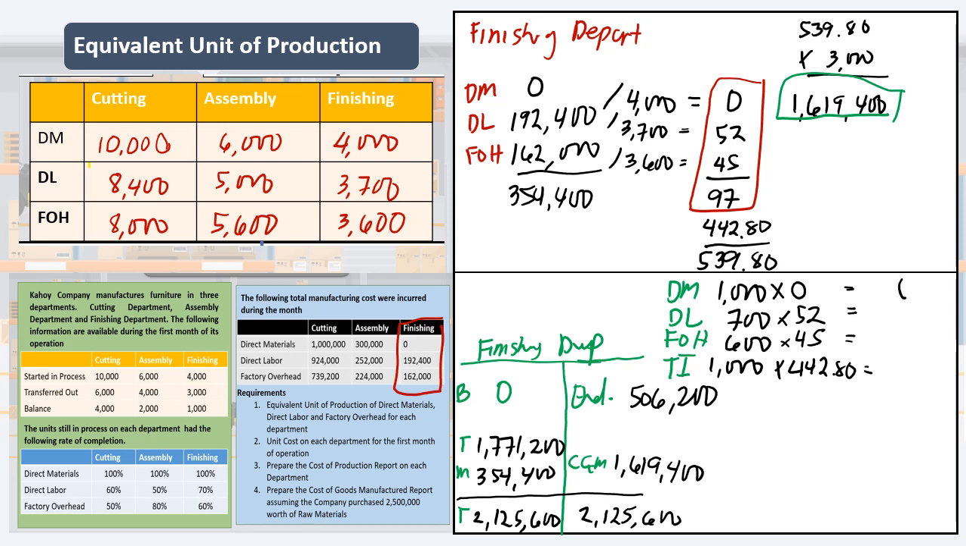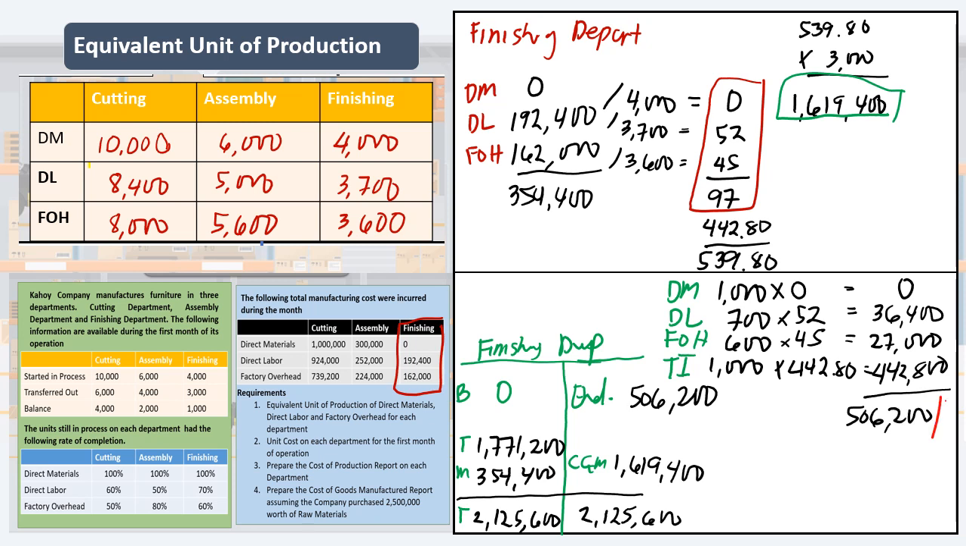So, kuhain na natin yung mga total. Direct materials, 0. Direct labor, 700 times 52. So, 36,400. Factory overhead, 600 times 45. So, we have 27,000. Then, for the transferred in, we have 1,000 times 442.80. So, that will be 442,800. So, i-total lang po natin. 36,400 plus 27,000 plus 442,800. So, ang lalabas po na result dyan is 506,200.